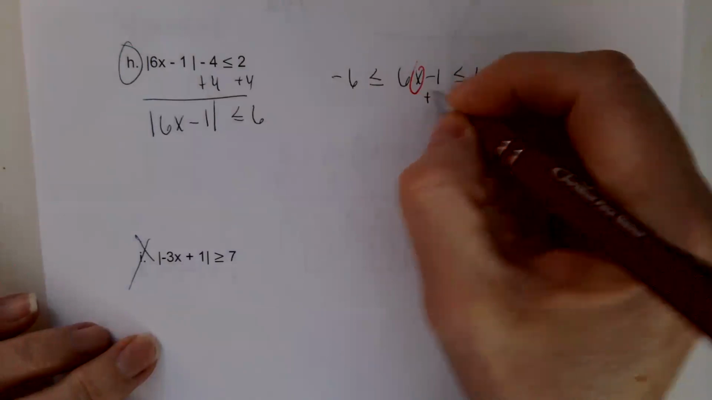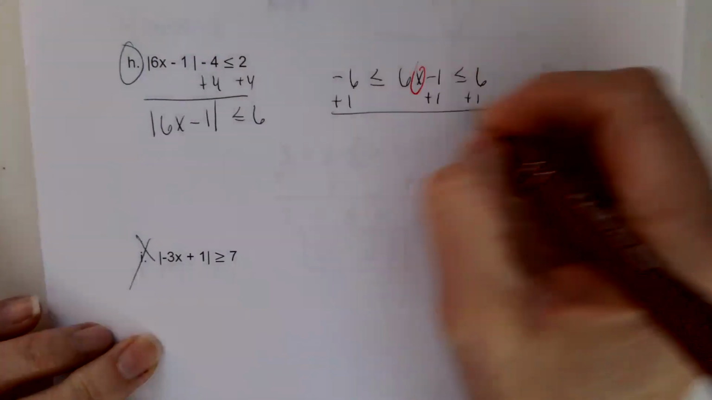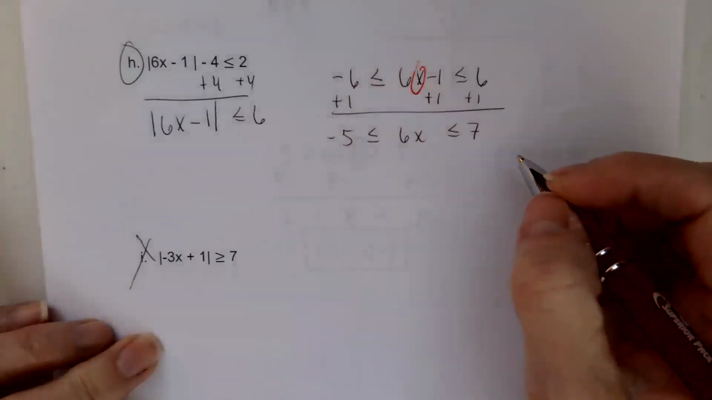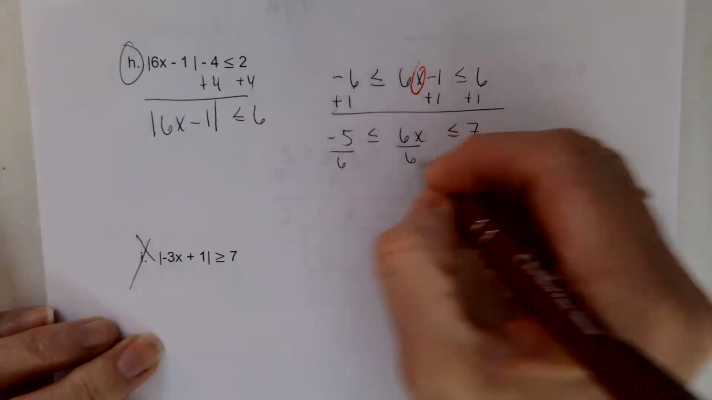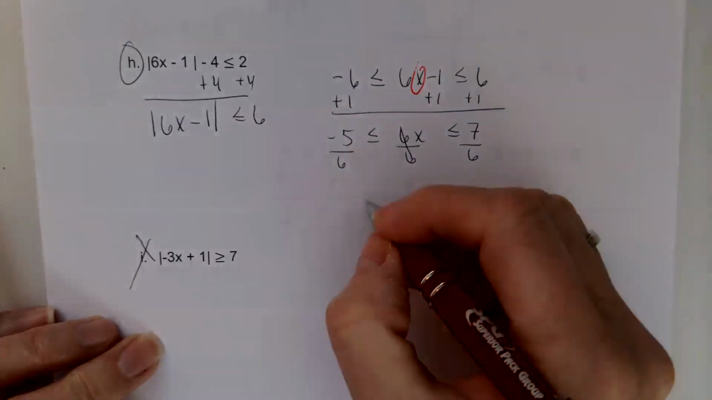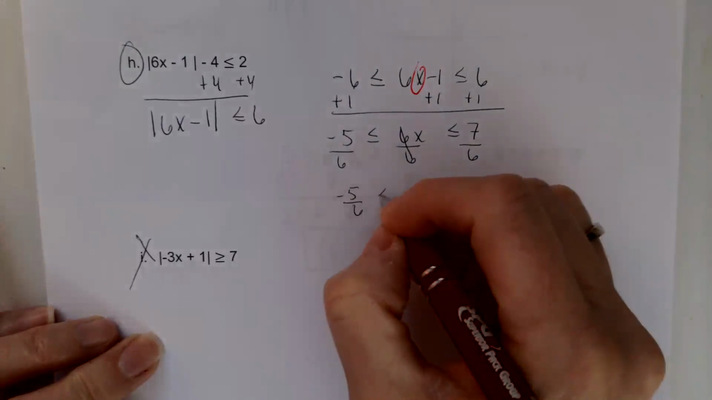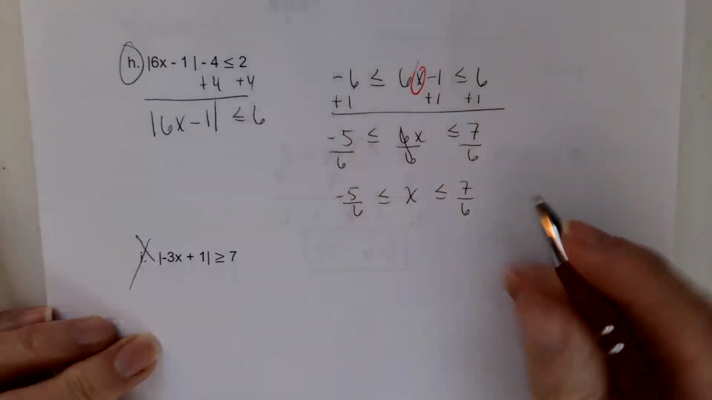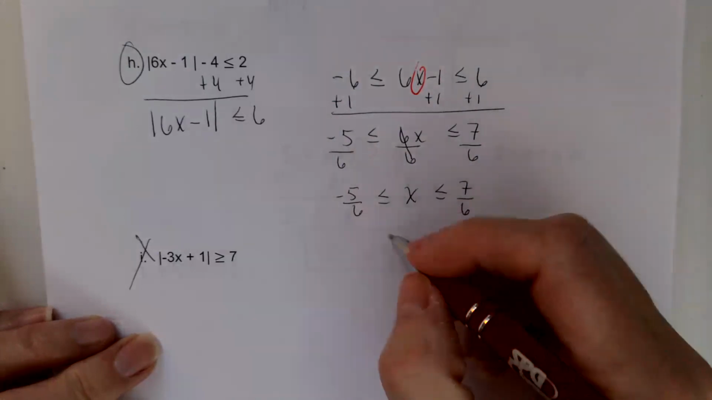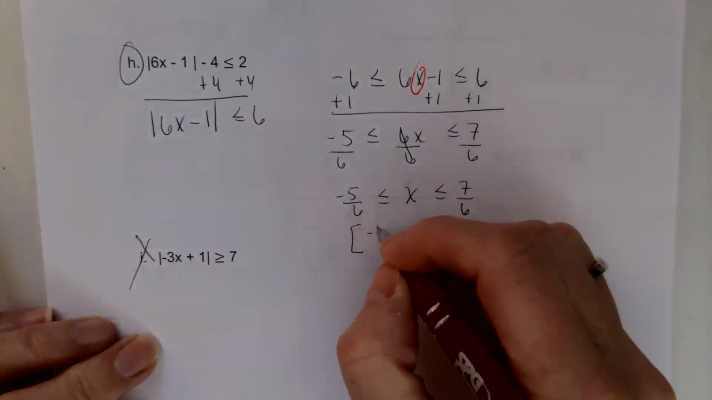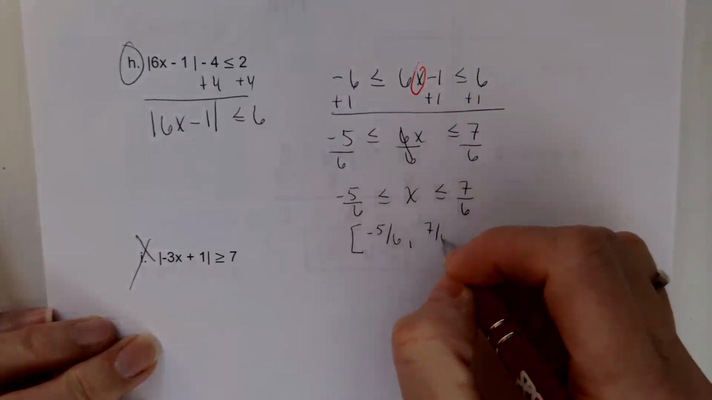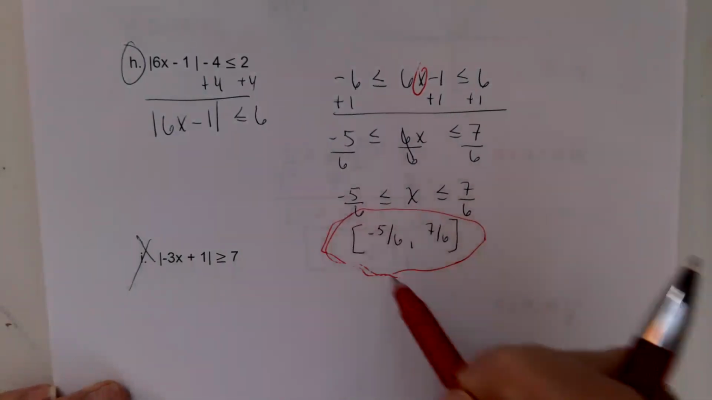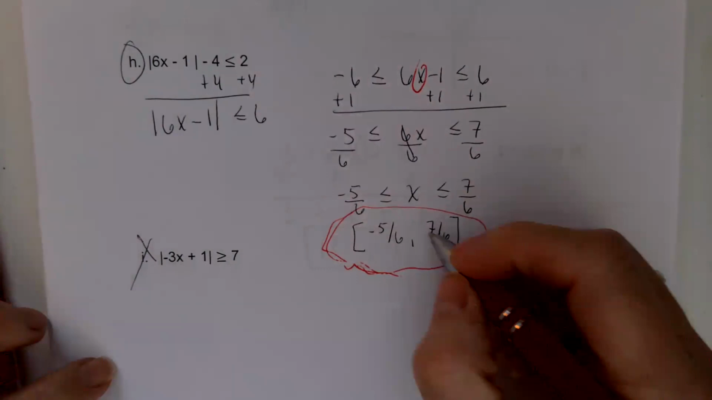So we're going to add 1. So we have a negative 5 is less than or equal to 6x is less than or equal to 7. And then we're going to divide by 6. So we have a negative 5/6 is less than or equal to x is less than or equal to 7/6. And then our interval looks just similar to this. So bracket, because it's a less than or equal to, there we go.